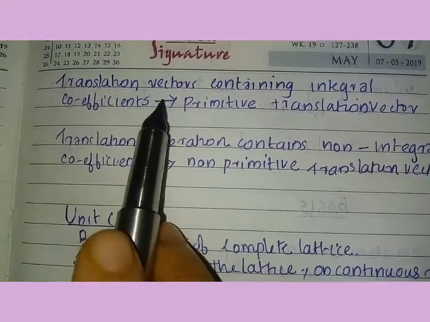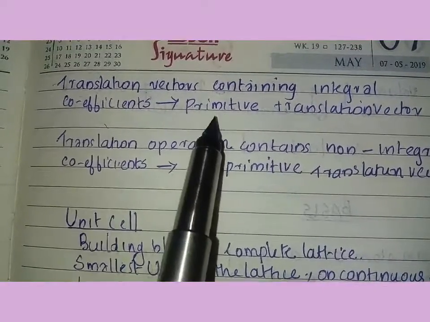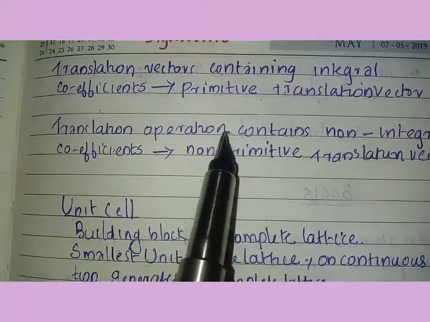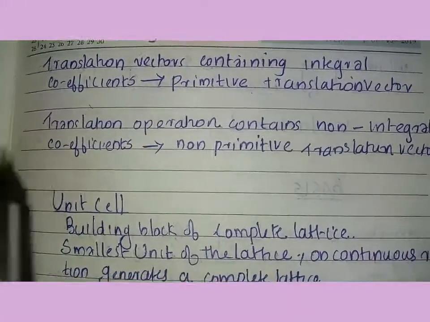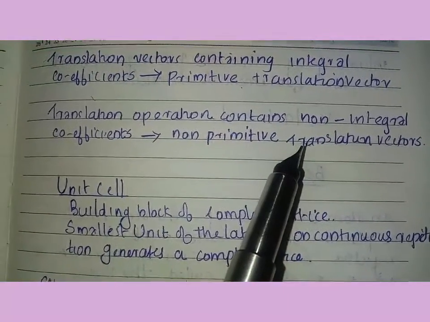Translation vectors containing integral coefficients are called primitive translation vectors. Translation vectors containing non-integral coefficients are called non-primitive translation vectors.